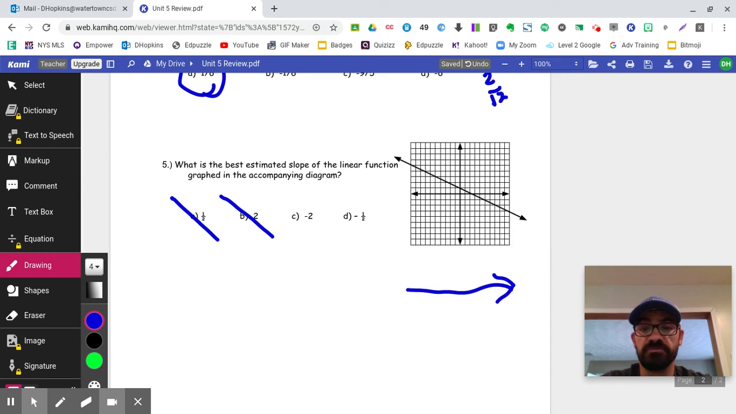Excuse me, 1/2. Well, here is 1 point. And to get over here to this next point, I have to go down 1 over 2. So our answer is -1/2.